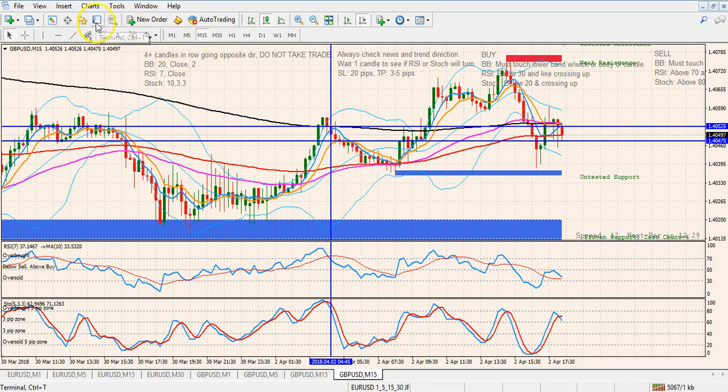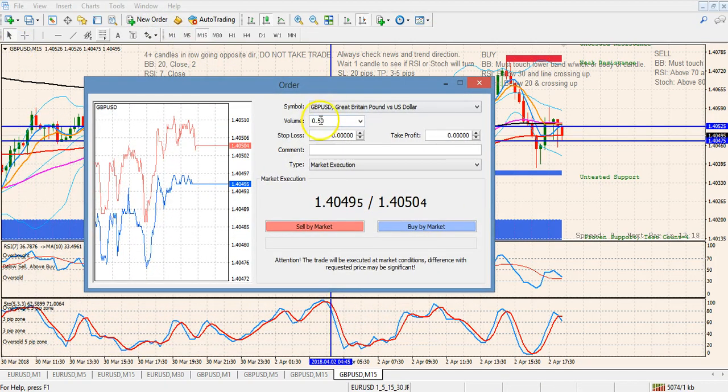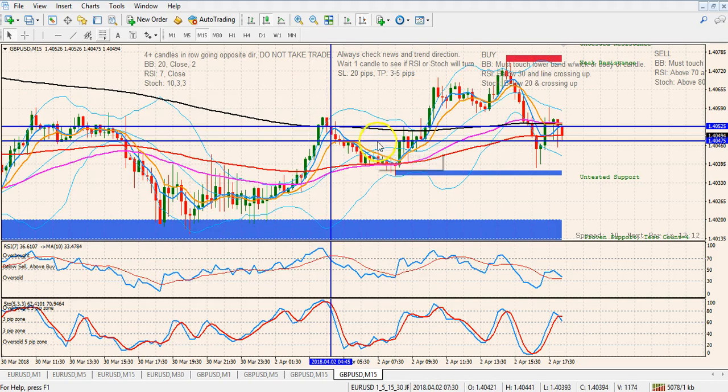So it's 5 minis or a half a standard lot. So what you do is, I'm on my other screen. This was the order size right here, 0.50. That's 5 minis or a half a standard. So here's what I did.